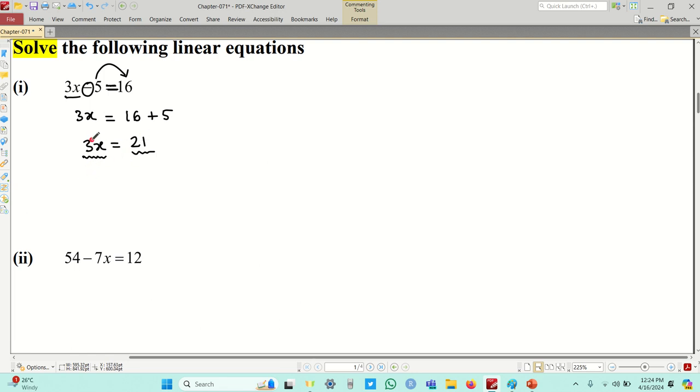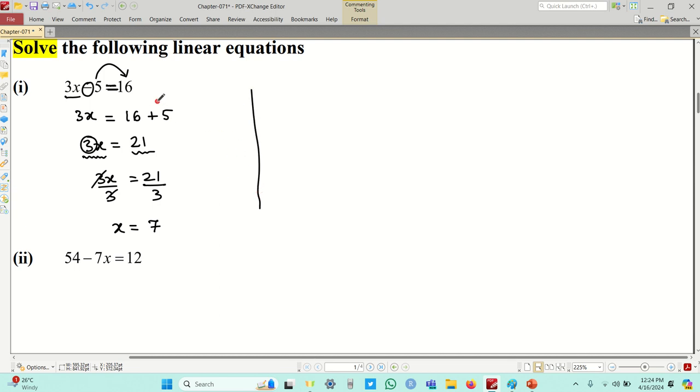Now we need to remove this number. How can we remove this number? To remove this number, you need to divide by the same number on both sides. So now you will see 3 cancels. So x is equal to what? 21 by 3 is 7. So x is equal to 7. The answer we are getting. The solution we are getting.